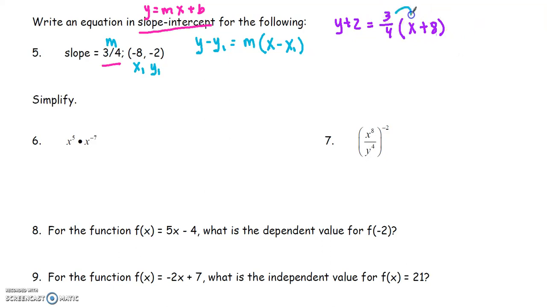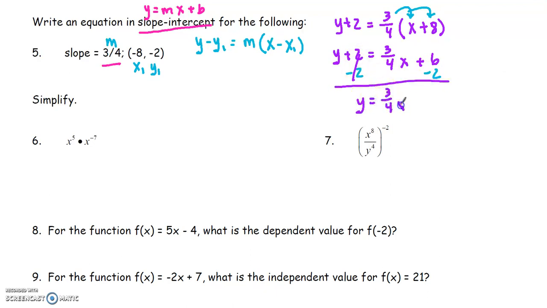And then I just need to distribute my 3/4. So I will have y plus 2 equals 3/4x, and then 3/4 times 8 comes out to be 6. And then I will subtract 2 from both sides of my equal sign. And I have 3/4x, and then 6 minus 2 is a +4. So here's my answer for number 5.